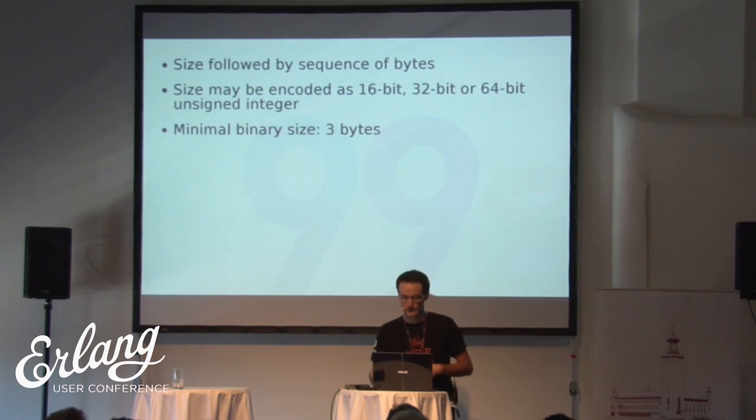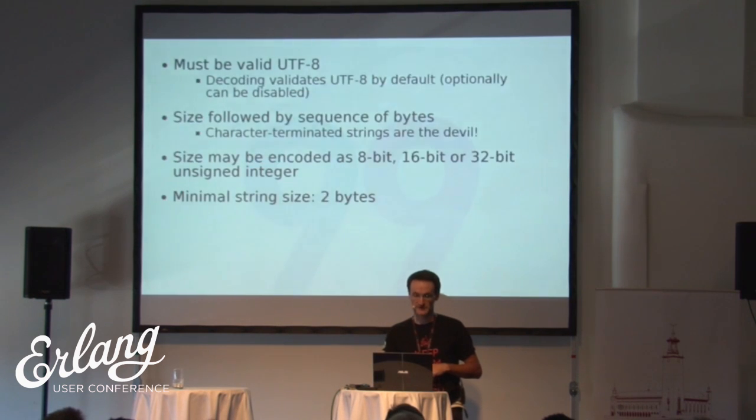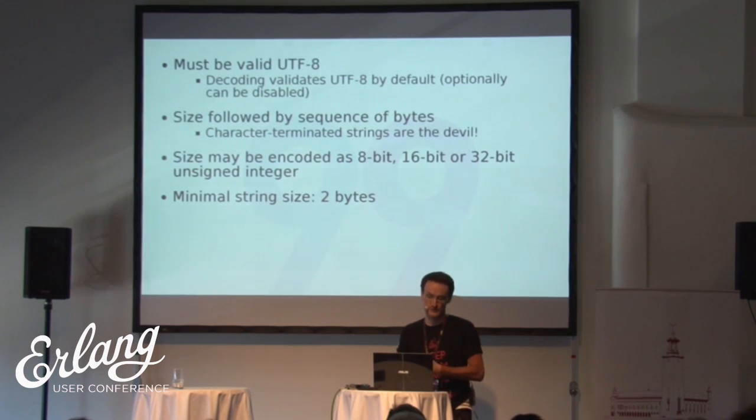So we have a few other boring types, like a binary. We have strings, which must be UTF-8. So why UTF-8? Because that's pretty much what everything on the web uses today. So it's simply easier to go this way. It should be validated when we decode it, but this is actually quite expensive, so I recommend to provide an option to disable it.